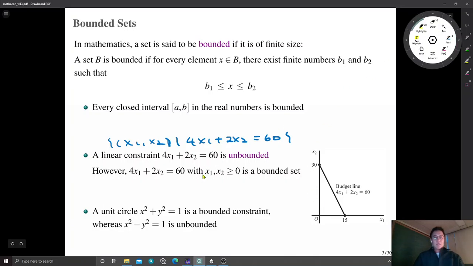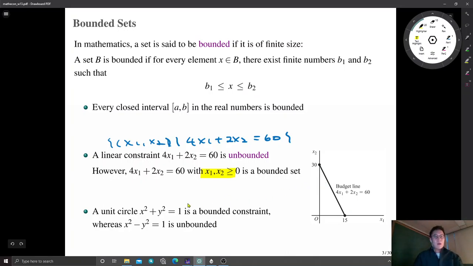But if we impose one more condition on this set, that the two variables are non-negative, then the set becomes bounded. In this case, the set is captured by a line segment in the first quadrant. In this set, the possible values for x1 lie between 0 and 15, and x2 lies between 0 and 30. So it is bounded below and above by finite numbers. So it is a bounded set.